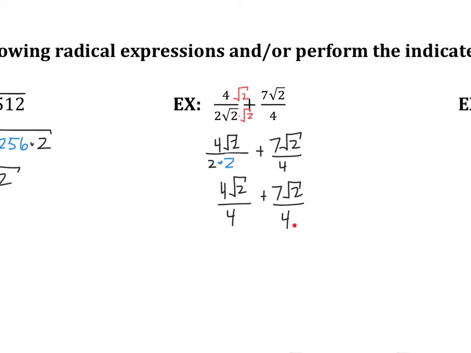So notice though, we have fractions. In order to add or subtract fractions, we need common denominators. So I'm going to leave this guy as 4 root 2 over 4. Now we can combine those numerators because the denominators are the same. So 4 root 2 plus 7 root 2, how many root 2's do we have? We have a total of 11 root 2 all over 4.